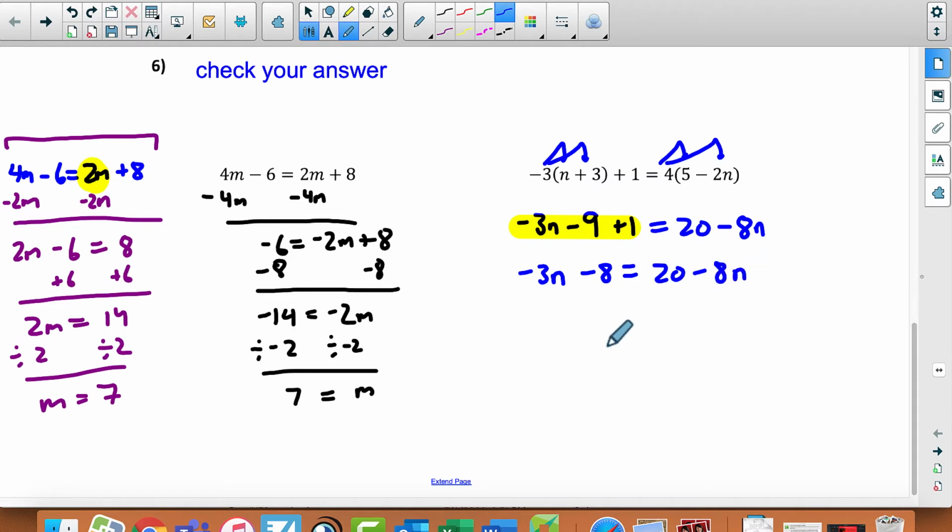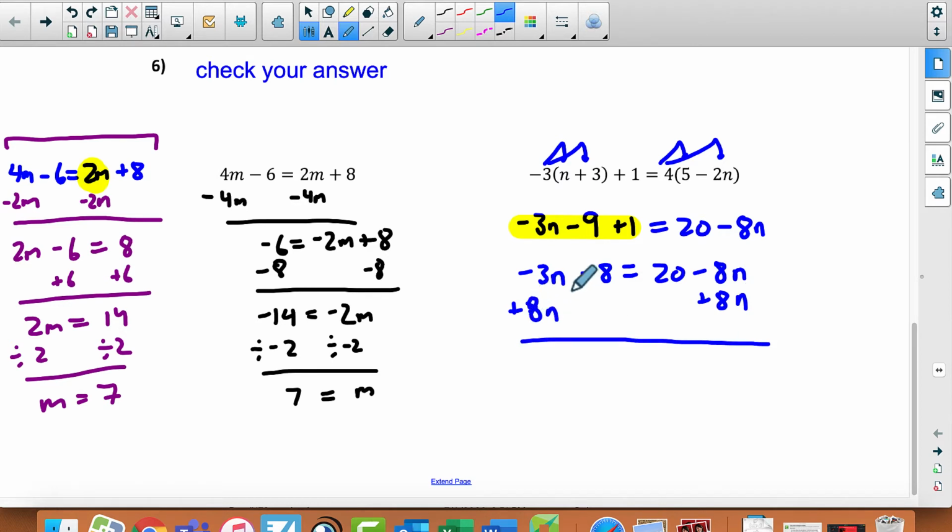Now, we want to get all our n's to one side. So you can either get rid of the -3n or get rid of the -8n. What's a smaller amount, -3 or -8? -8 is smaller, so let's get rid of the -8. That'll keep our n's positive, and I like that. So since it's -8n, what are we going to do? We're going to add 8n, and add 8n on this side as well.